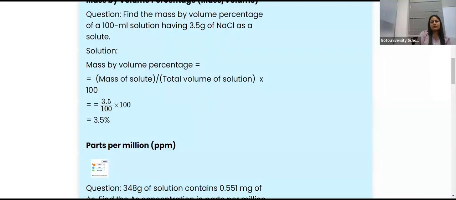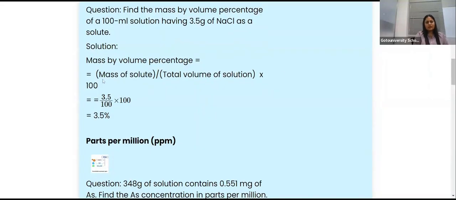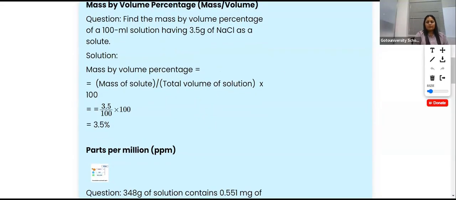What is the formula for mass by volume percentage? It is mass of solute by total volume of solution into 100. Very easy. That is why I have put stress on explaining the formulas. The numericals can be solved very easily if you know the formula, right?